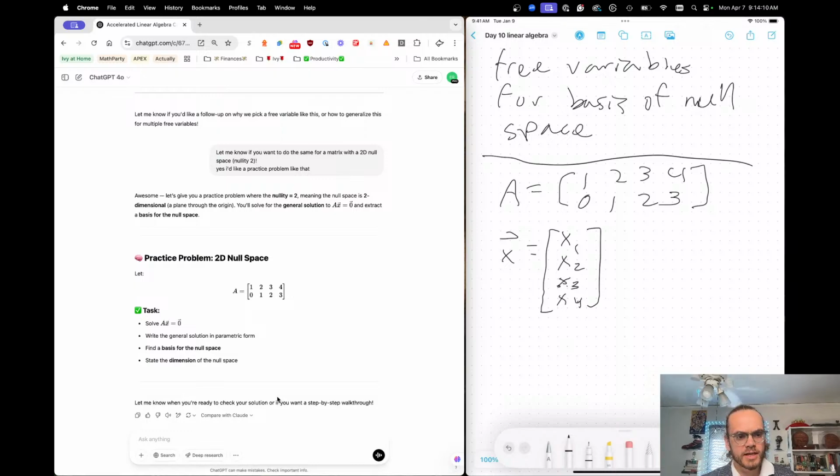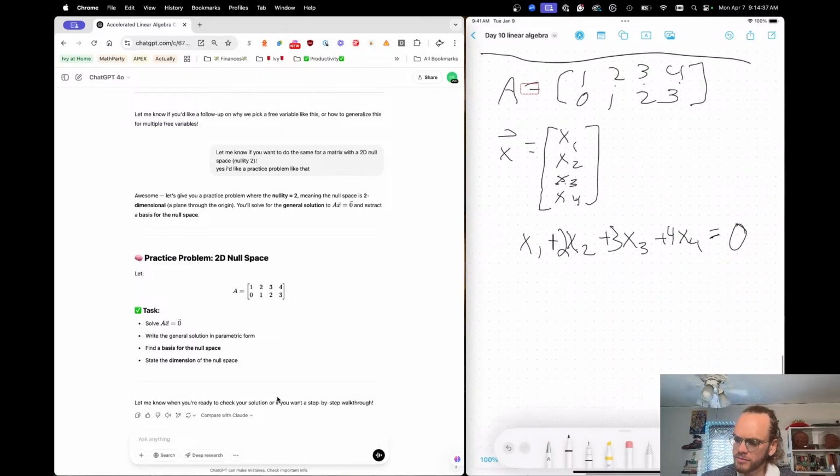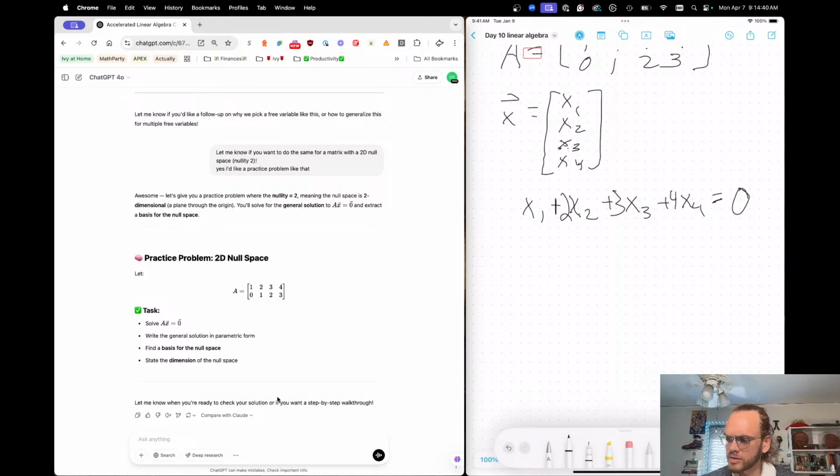I need to multiply these to get the 0 vector. So the way that I set that up, I believe, is I go x1 plus x2 plus x3 plus x4. Oh, whoops, I want to put some coefficients in here. 2, 3, I'm looking at these coefficients up here, and 4. That all equals 0. And the second equation I have is going to be 0x1, so I leave that blank, x2 plus 2x3 plus 3x4. Okay.